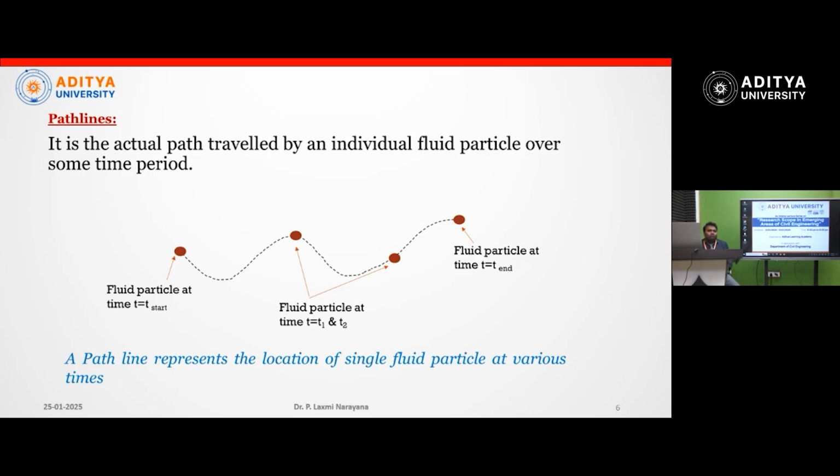It means from the path line, we can trace out that particular fluid particle. With the help of the path line, we can identify where the particular fluid particle is. That is the advantage of the path line, at different instants. As a conclusion, the streamline will give the direction as well as the velocity of different fluid particles at that instant. At the same time, the path line will give the location at different time intervals.